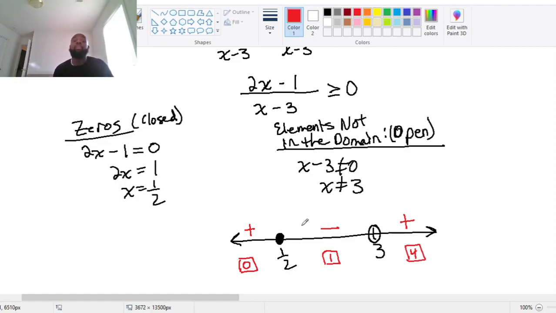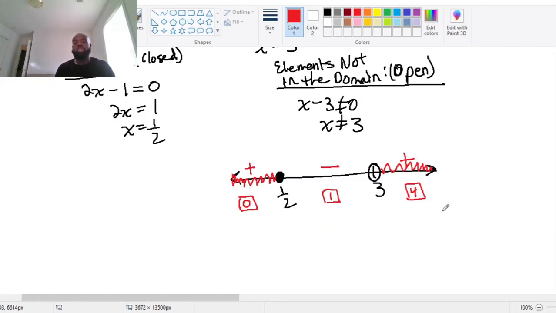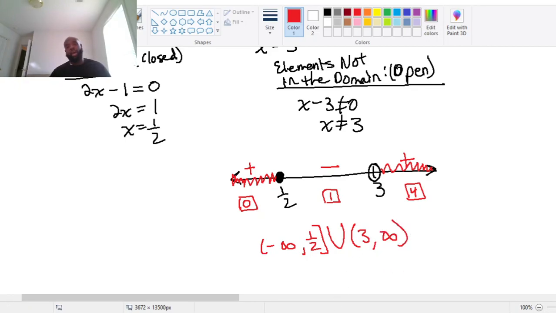All right, but I want this to be greater than or equal to 0, so I'm going to shade in this area here and that area there. And so the solution of this will be from negative infinity to 1/2. I got to use a bracket because that's closed. Union, I've got to use a parentheses because that's open. 3, comma, infinity. All right, and that's how we can solve rational inequalities. This concludes this video. I'll see you during the next one.